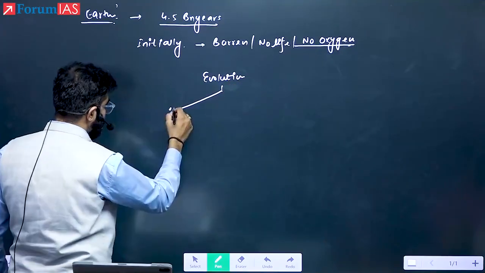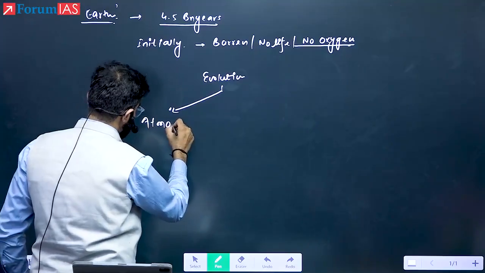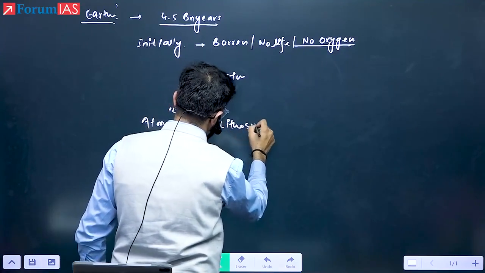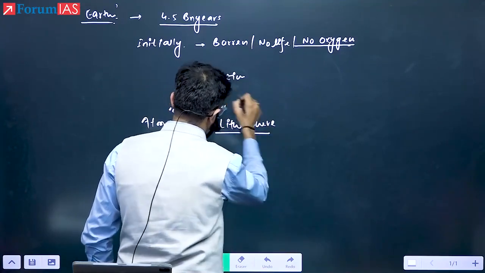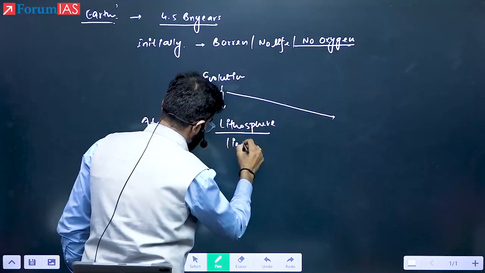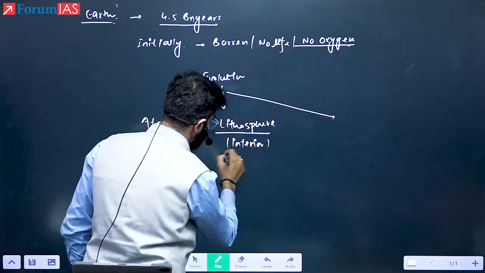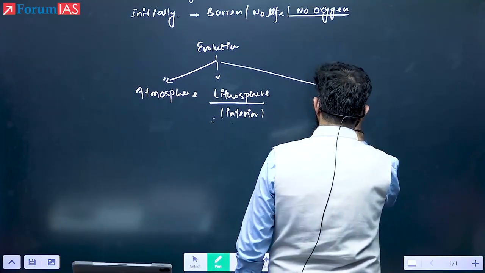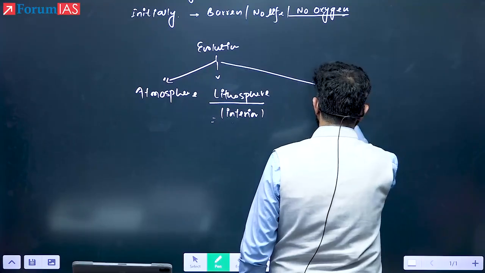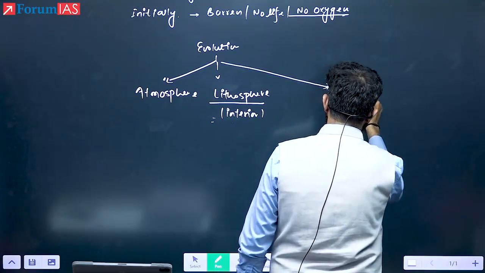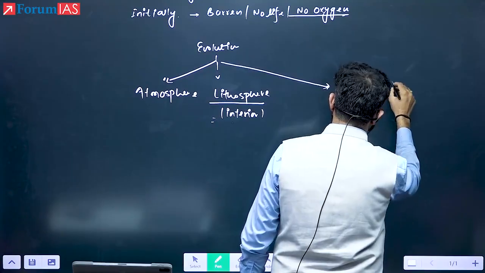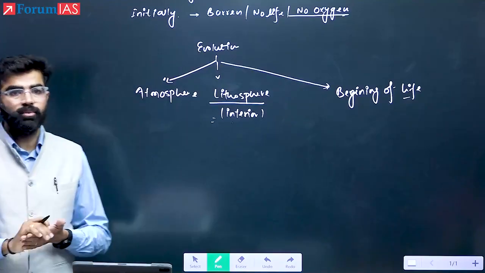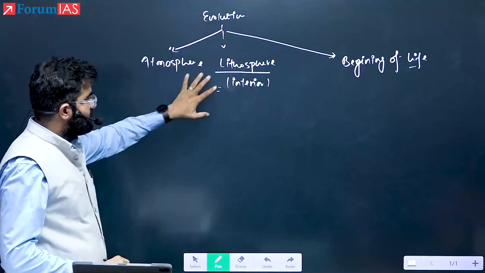Then the second dimension. The first one is atmosphere. The second one is lithosphere. What do you understand by lithosphere? We can say the interior of the earth, including the more inside layers, we will try to understand here. And then third, we will try to understand the beginning of life, how all these things happened. Okay, so there are three things that we will try to understand. The first one, we will start with the lithosphere.